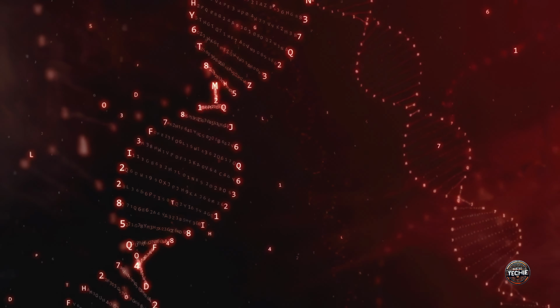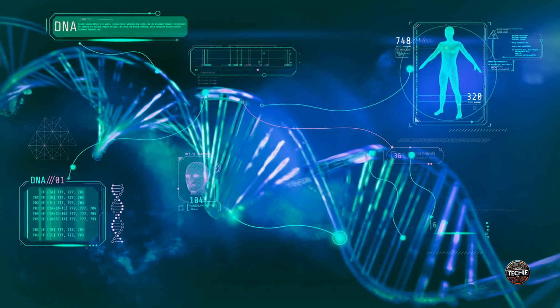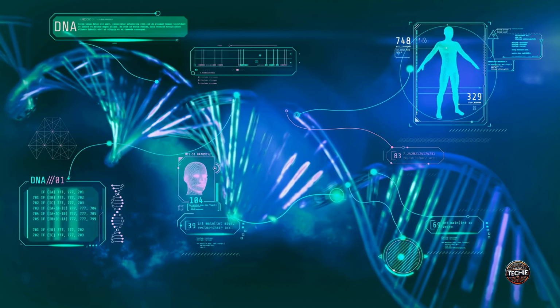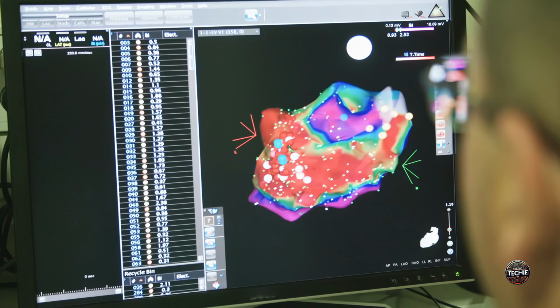In the absence of a functioning TGFBR1 gene, the embryos unexpectedly produced extra limbs, suggesting a deep interconnection between genetic expression and physical formation. Let's explore how 3D models shed light on this fascinating anomaly.